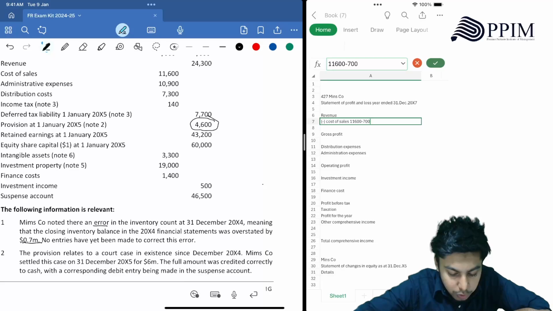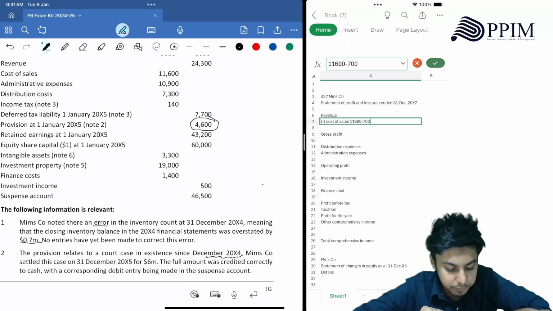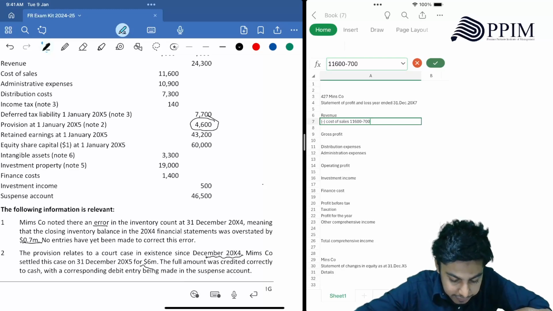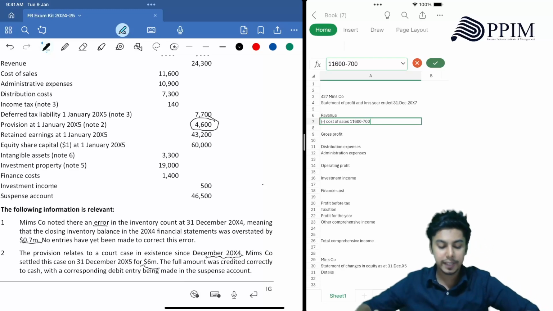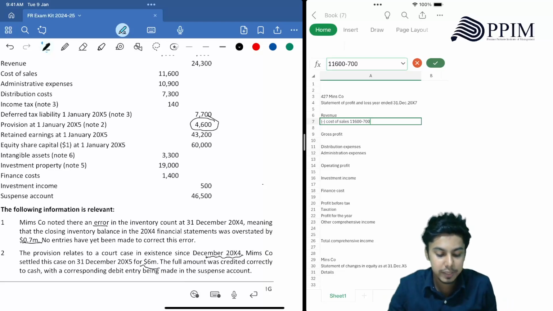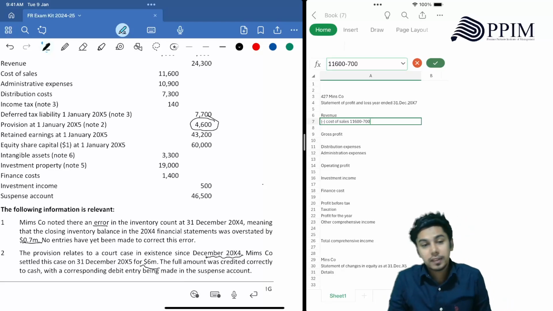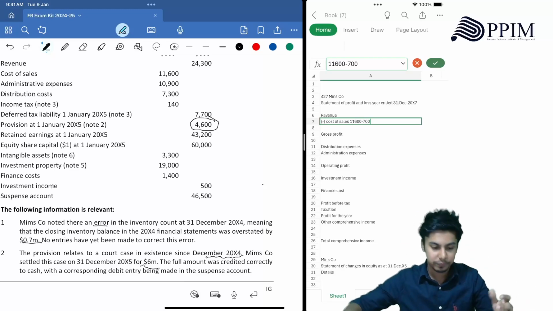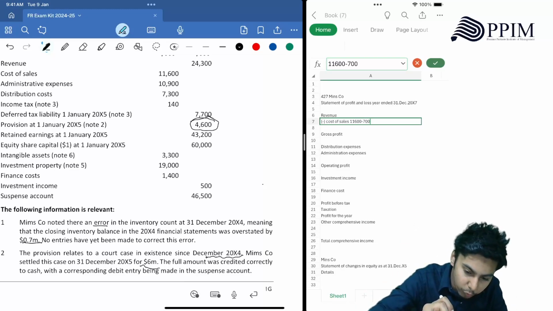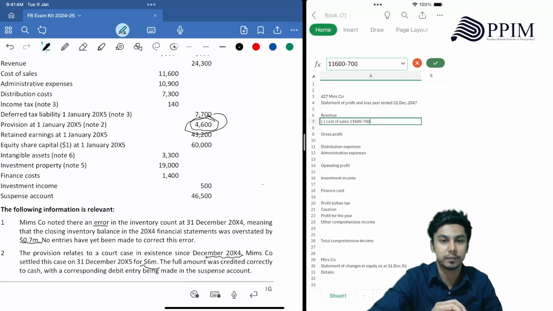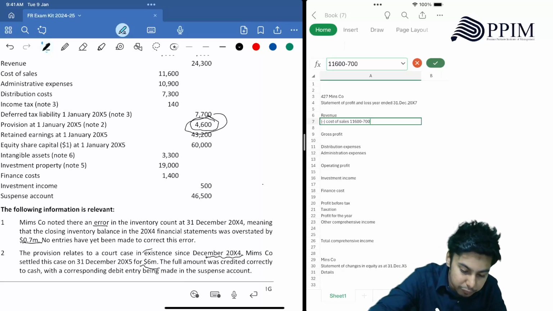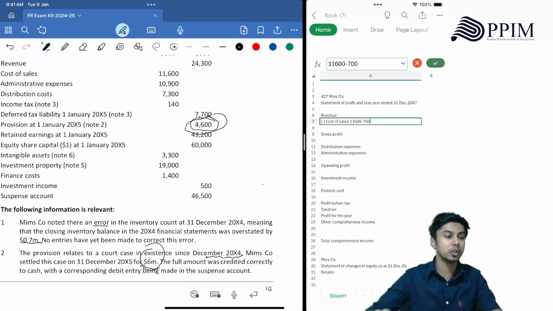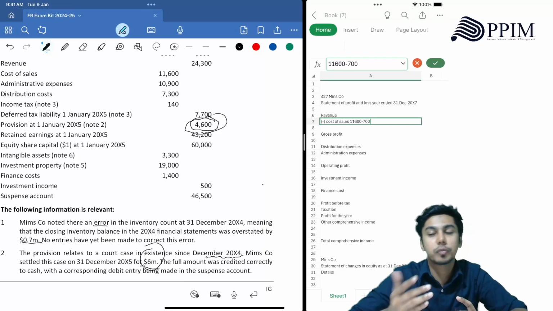Provision relates to a court case in existence since December 2004. MIMS Corporation settled this case for 6 million and the full amount is credited to cash and it has been marked inside suspense account. Okay, now guys, look at this carefully. Last year there is a court case. As provision, I only kept aside 4.6 million. Now when you read the paragraph, how much we have to pay for this provision, guys? In total, how much we have to pay? 6 million we have to pay.